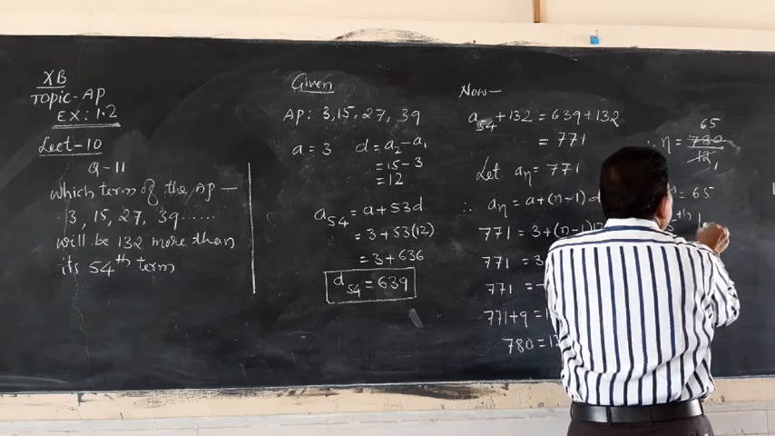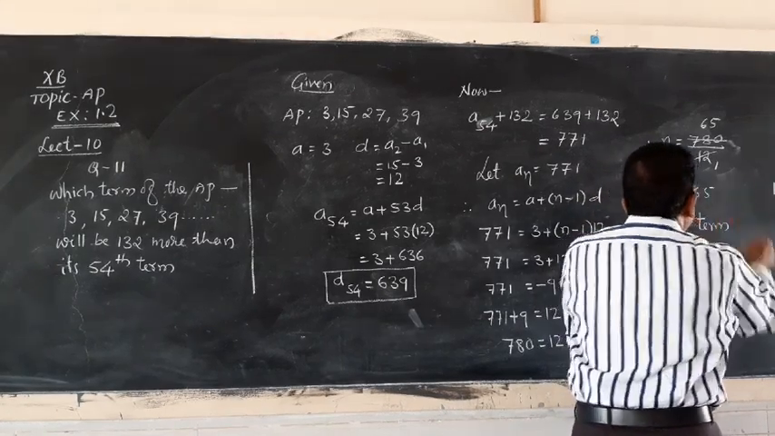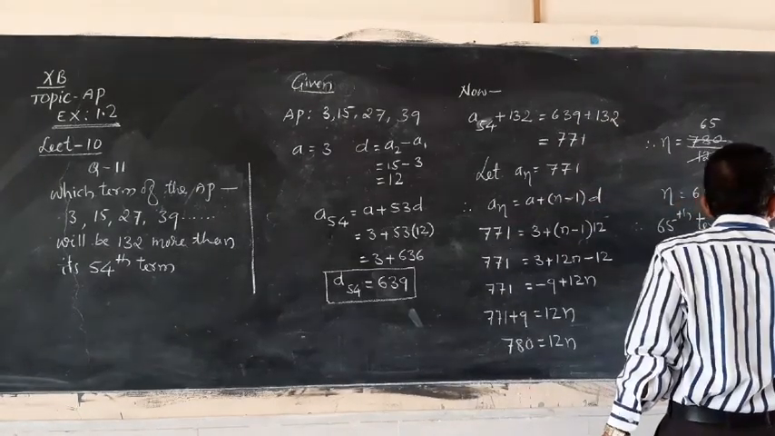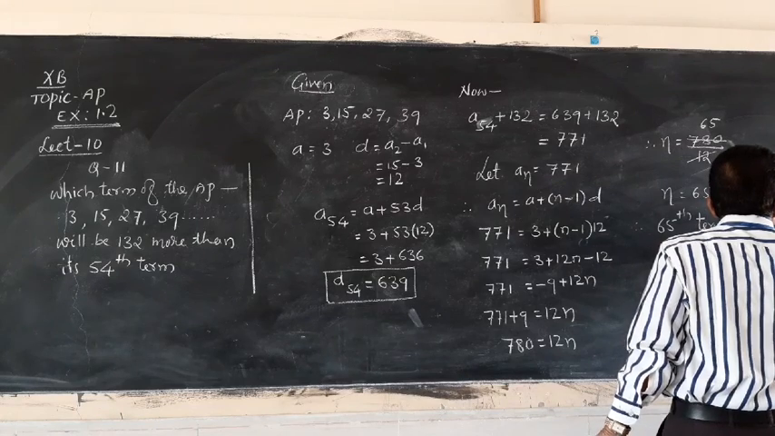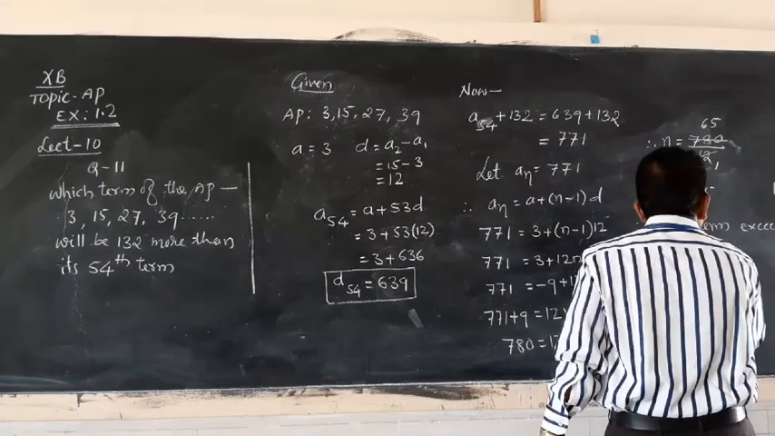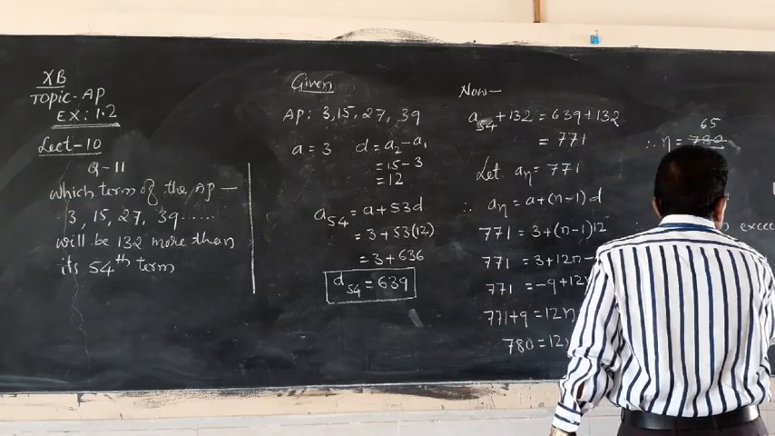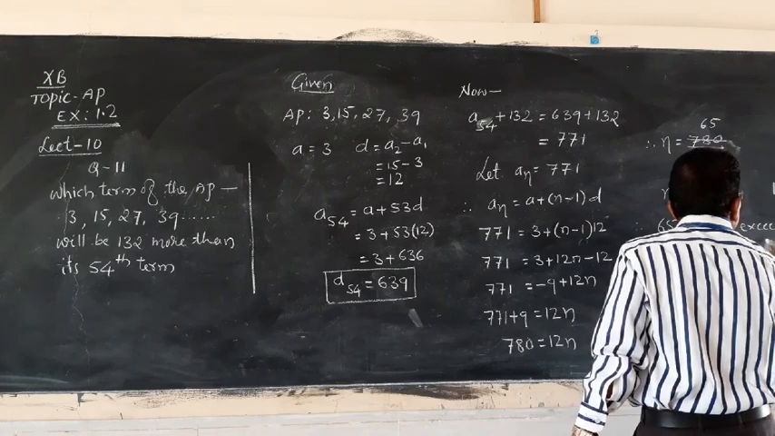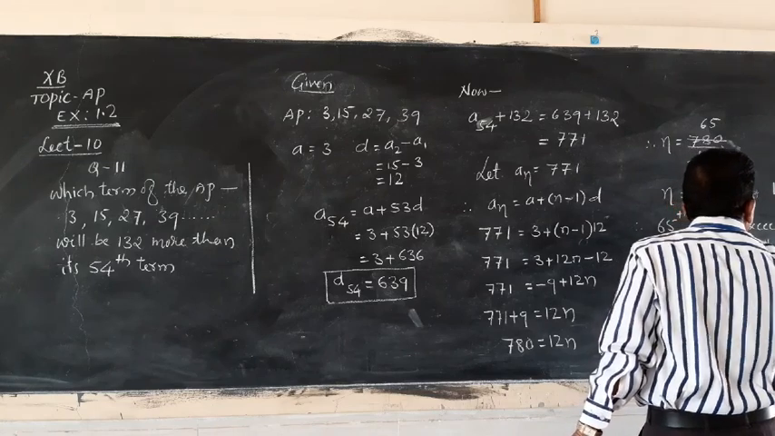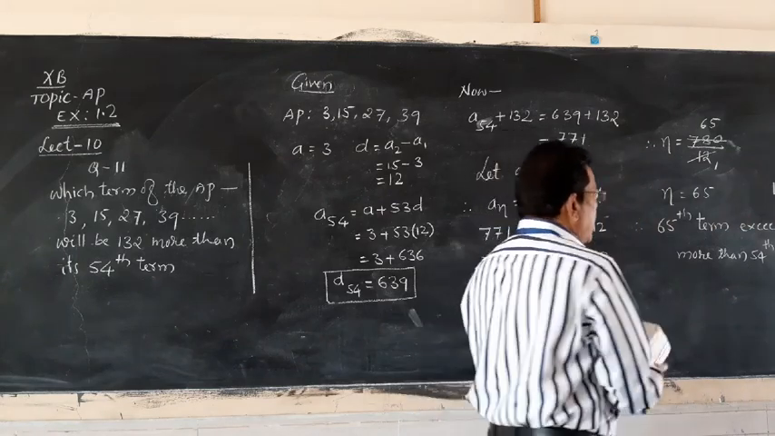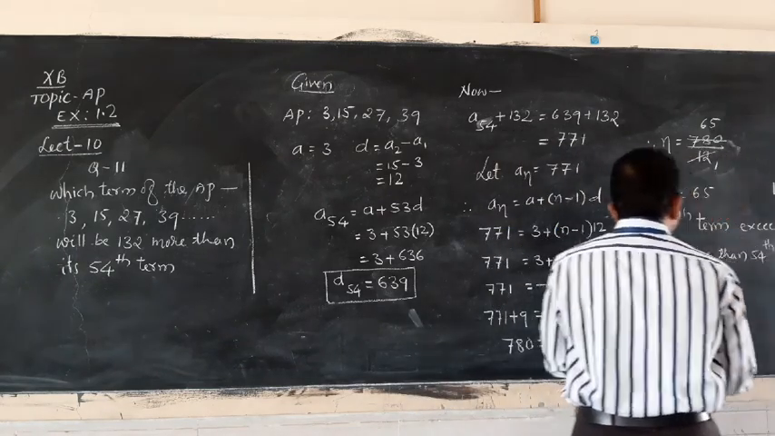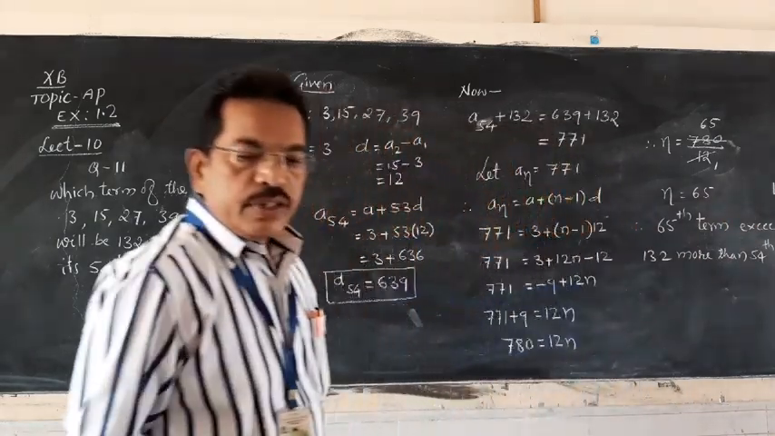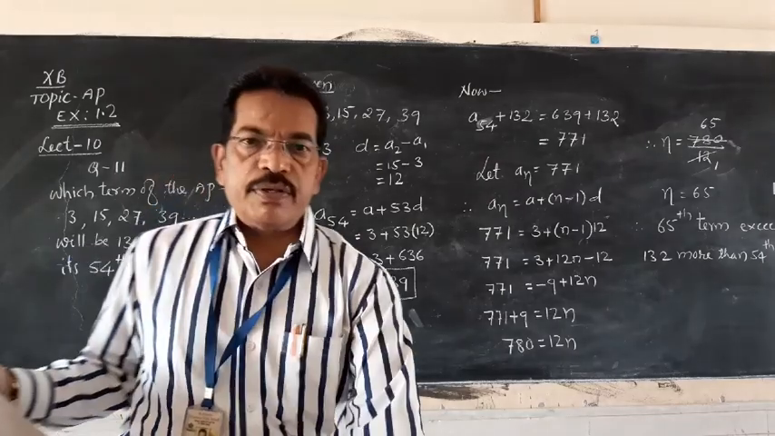Therefore the 65th term exceeds the 54th term by 132, that is, it is 132 more than the 54th term. Okay, observe the solution.